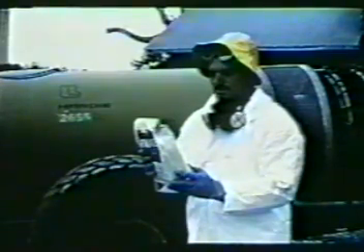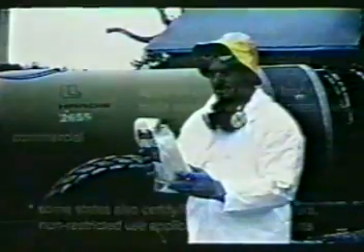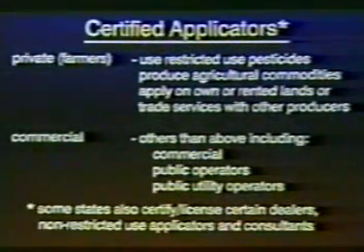There are two types of certification, private and commercial. Private applicators are those who use pesticides on their own or another's land to raise an agricultural commodity. They can trade services, but they cannot charge a fee and remain private applicators. Commercial applicators are all others who don't fit the private applicator definition.